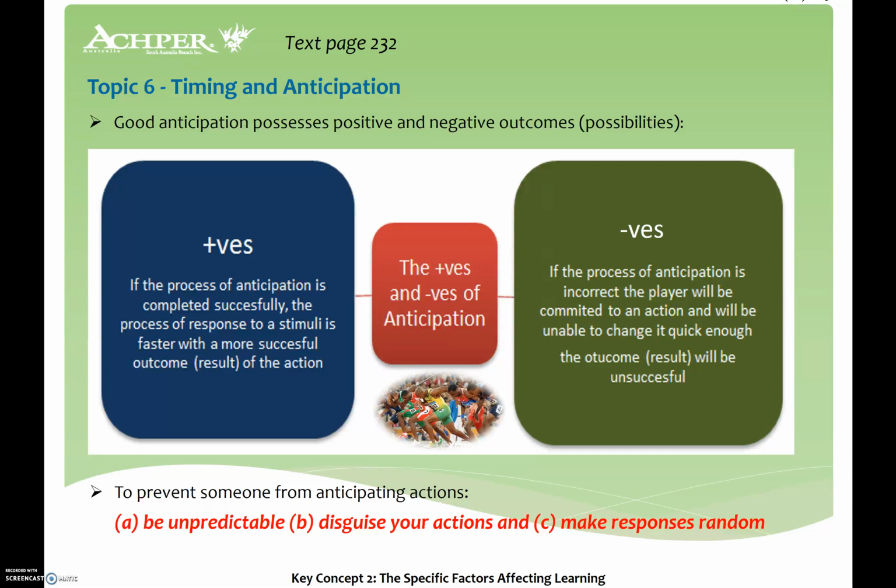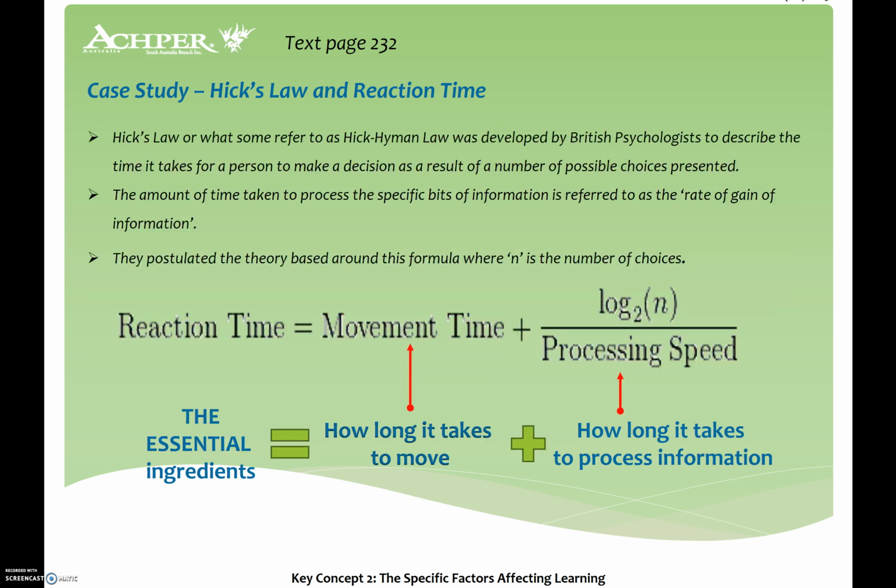So anticipating with a soccer goalkeeper: if you show which way you're going to anticipate, the athlete might be able to then kick the ball the other way. So we can prevent someone from anticipating actions: be unpredictable, disguise your actions, and make responses random. So here's just a case study of Hick's law and reaction time.